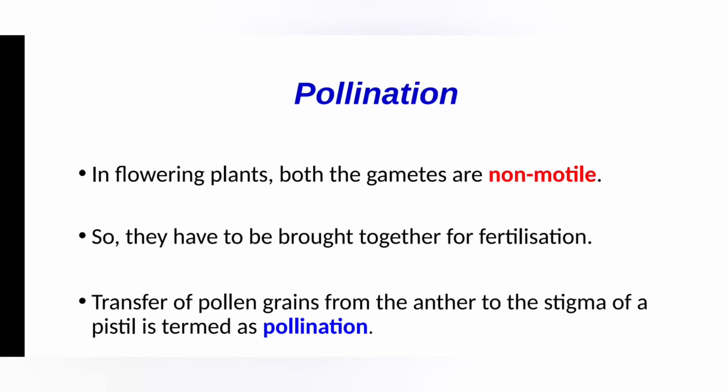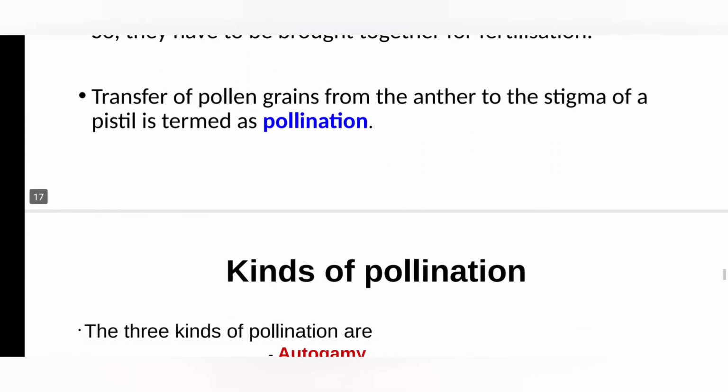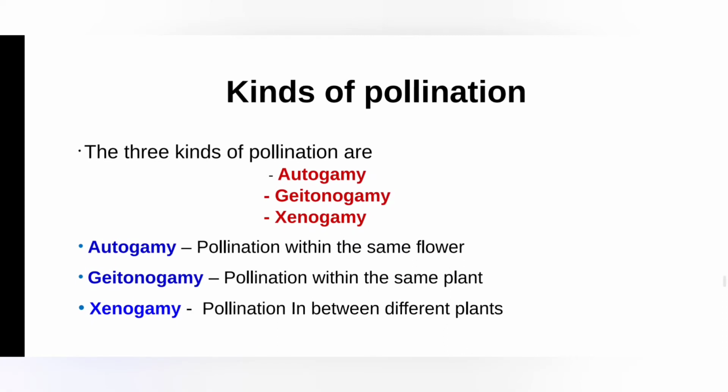Transfer of pollen grain from the anther to the stigma of a pistil is termed as pollination. So pollination is nothing but the transfer of pollen grains from the male part, the anther, to the stigma of a pistil. Now, kinds of pollination. What are the 3 kinds of pollination? The three kinds of pollination are autogamy, geitonogamy and xenogamy.